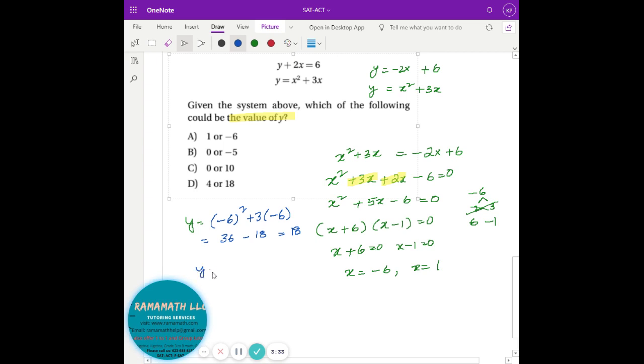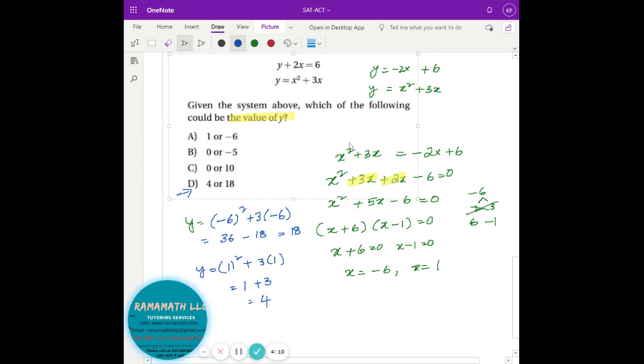Or you can say y equals 1 squared plus 3 times 1. That's 1 plus 3, so that's 4. So your answers are 4 and positive 18. Also, looking at the graph here, if I look at the ordered pairs, that's (1, 4), and I can also see (negative 6, 18). So that's another way you can look at the graph and answer the same question.